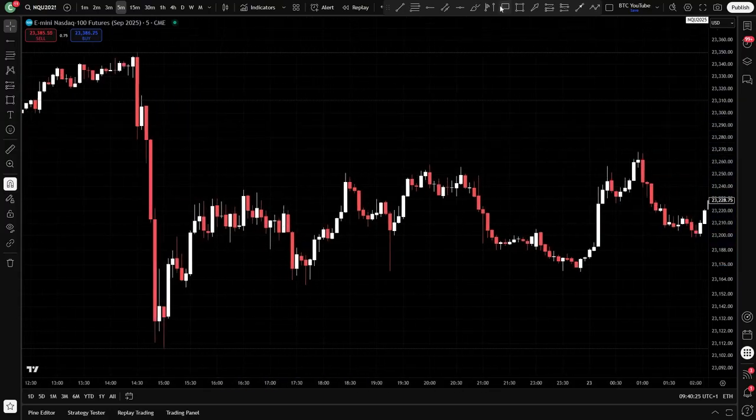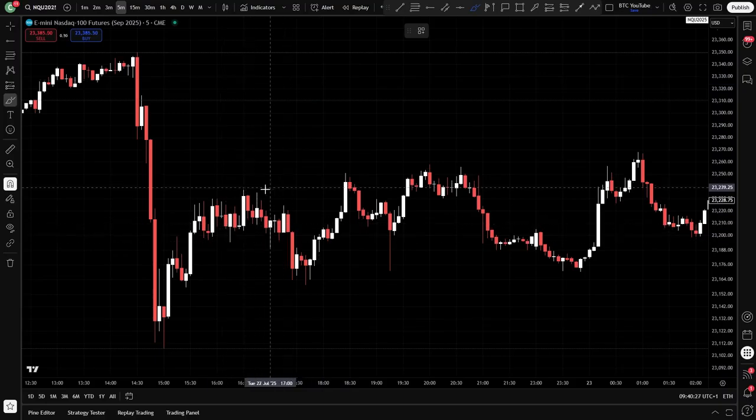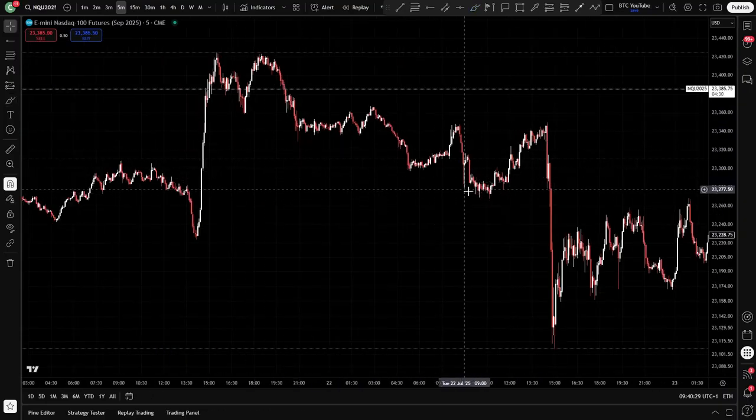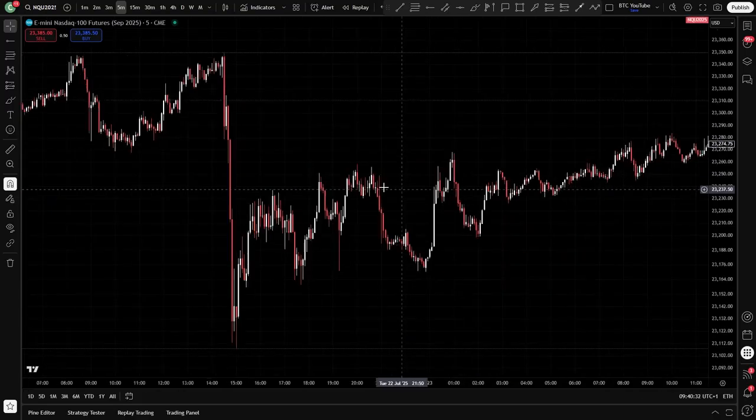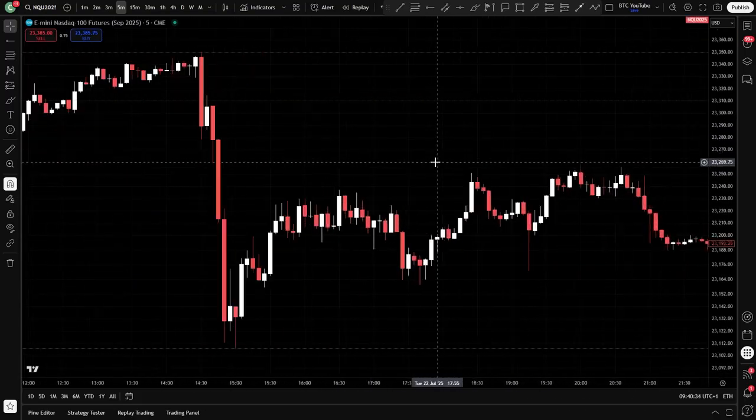Although we did have a nice little trade in PM, while it isn't as textbook as you would like, a big sweep of liquidity at open followed by a reversal. This one here was technically a good trade.